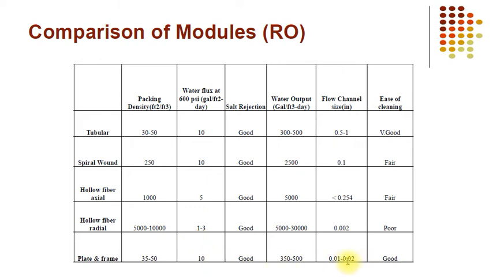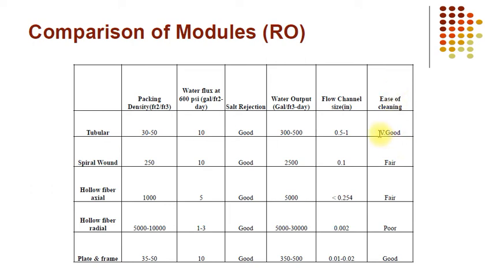Next is the plate and frame module. In the plate and frame module, the diameter of the flow channel is 0.01 to 0.02, which is sufficiently less. So you have a very high pressure drop in the hollow fiber radial modules, but you also have high water output. Okay, now cleaning is also an important phenomenon, because if you can clean the membrane easily, you can remove the fouling and fouled material accumulated on the surface of the membrane. So it is important when you are using this type of process in the food industry or biotechnological industry, where material might accumulate on the surface of the membranes.